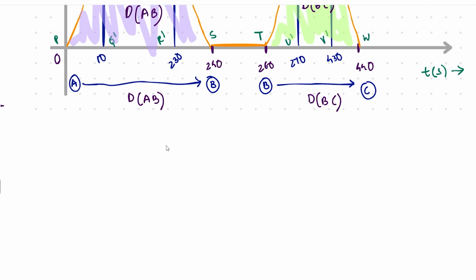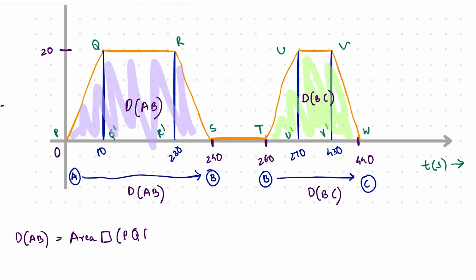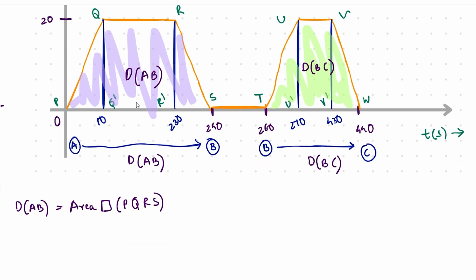So first thing, let us calculate distance for AB, and we know it is area of quadrilateral PQRS. Now, agar hum carefully dekhe, to this quadrilateral PQRS is made up of three simple shapes. First is the triangle PQQ dash.